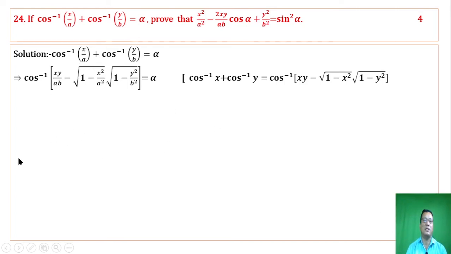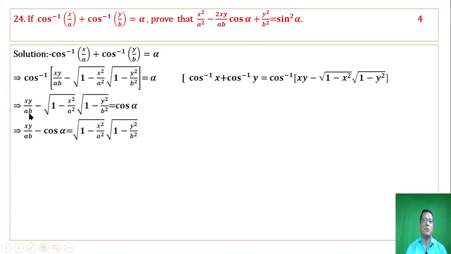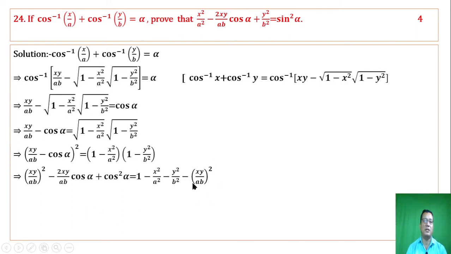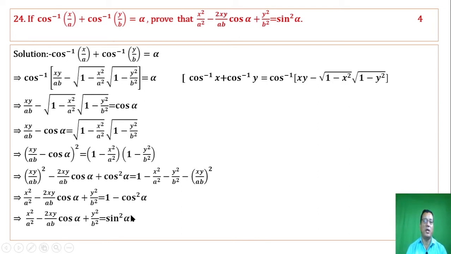Transfer cos to the right side, we have this, and combine these two terms and the root over term on the right side, squaring on both sides, we have this. Again expand and cancel this term with this and solve, we have this, and 1 minus cos square alpha is equal to sin square alpha, which proves the result.